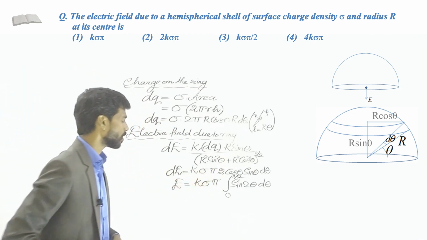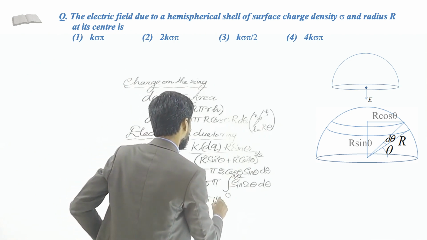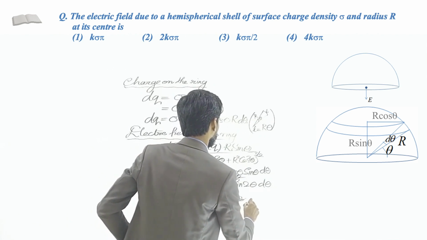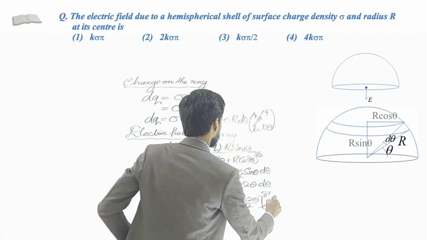Okay, that's it. Now we'll do the integration of this. So this is k sigma pi, and sin 2 theta has integration minus cos 2 theta divided by 2, from 0 to pi by 2.